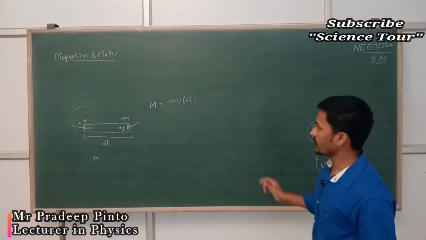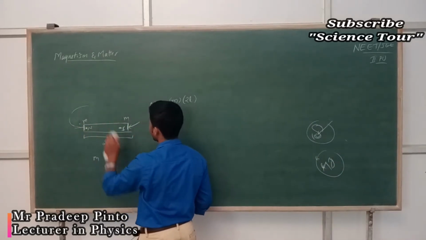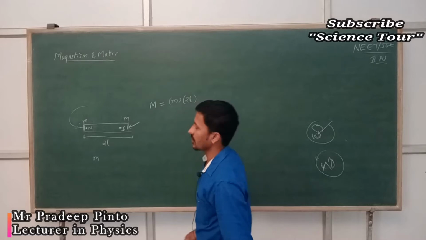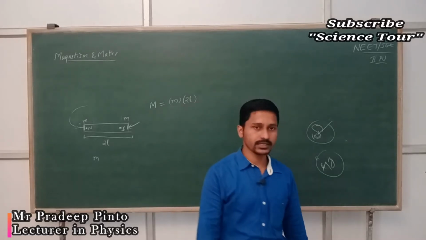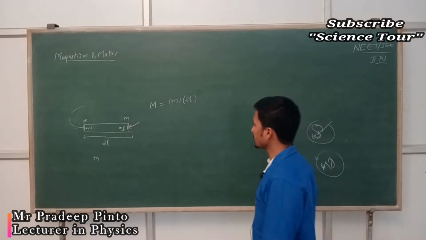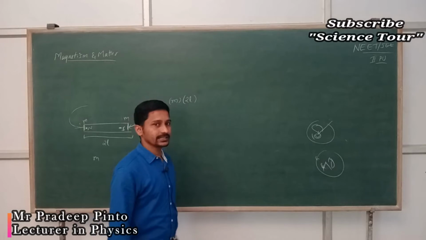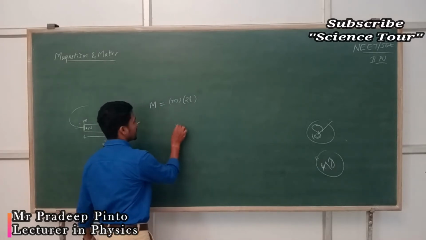Whatever, this is magnetic. Plus minus, let it be. You should just know, that's all. So this is pole strength into 2L, that becomes the magnetic length. But again there is a ratio between the magnetic length and the geometric length.